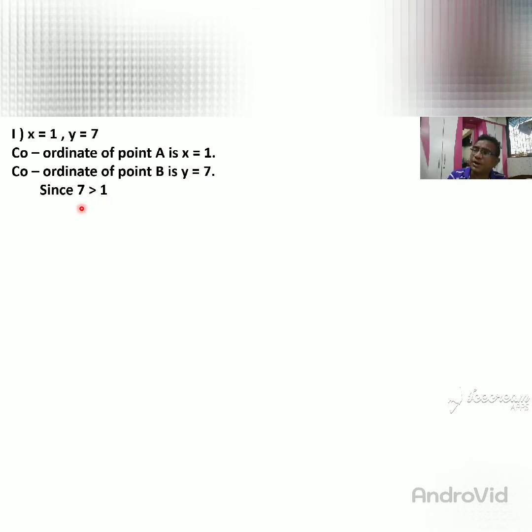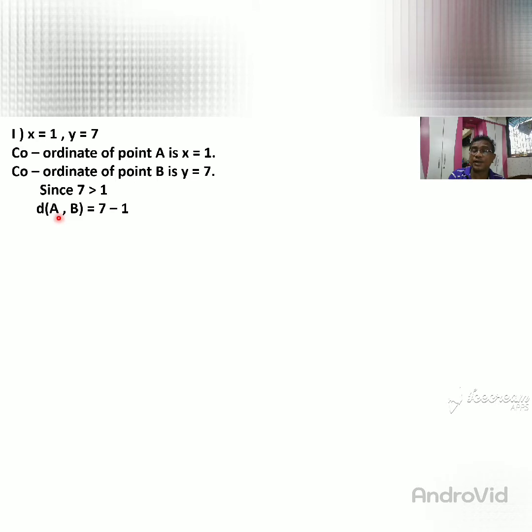If you want to find a distance, then what can you do? We subtract the smaller number from the bigger number. Which is the bigger number? 7. Which is the smaller number? 1. So bigger number minus smaller number: 7 minus 1. So you get the answer 6. So d(A, B).